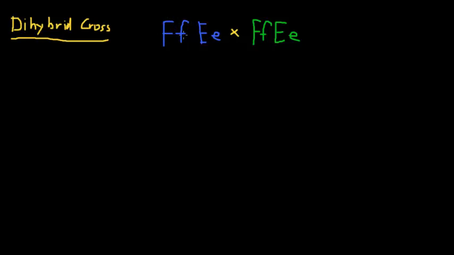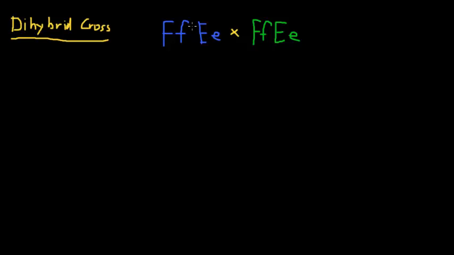F is for fur color, where capital F is the dominant allele, that is black fur. Lowercase f is brown fur, the recessive. Capital E is for eye color. So capital E is for black eyes, lowercase e is for red eyes. So black fur, brown fur, black eyes, red eyes. Now let's say I cross two individuals that are heterozygous for both of these traits.